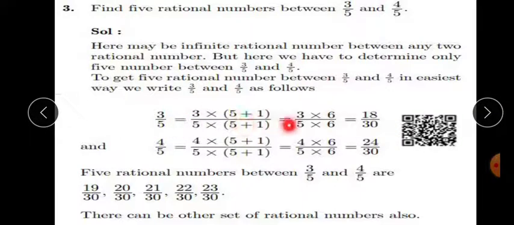So 3 by 5 into 6 by 6. So if you multiply, you will get 3 into 6 is 18. 5 into 6 is how much? 30. So same 6 by 6 will multiply with this one also, with this 4 by 5. So 4 into 6 and 5 into 6. So how much you will get? 4 sixes are 24, 5 sixes are 30.